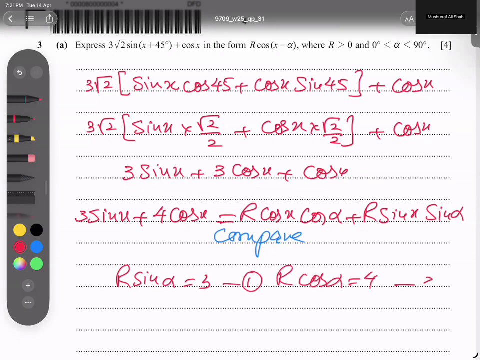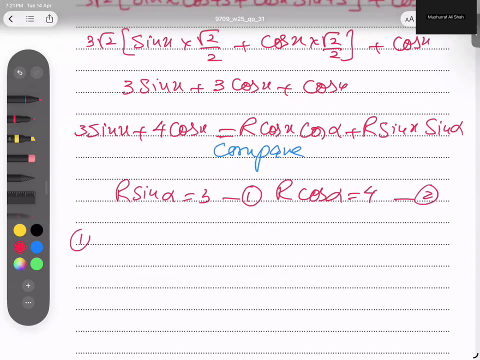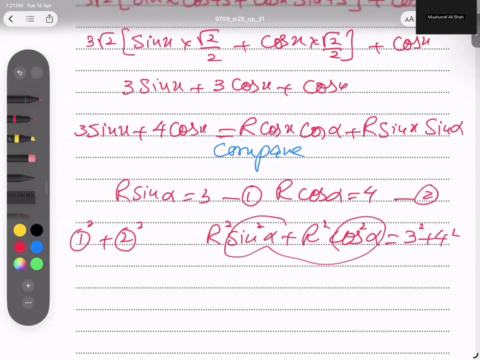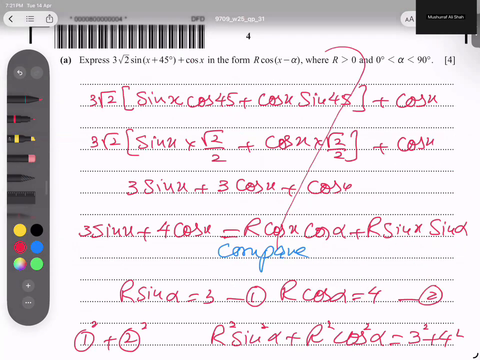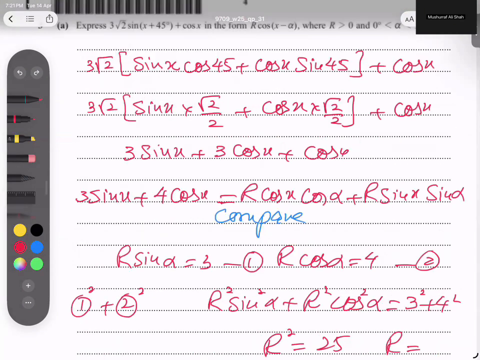Equation 1, equation 2. If I square them and add them, 1 squared and 2 squared, because I know sine squared plus cos squared is 1, I get r squared sine squared alpha plus r squared cos squared alpha is equal to 3 squared plus 4 squared. What is common from here? r squared is common. What is left inside? Sine squared plus cos squared gives you 1. So I'm writing only r squared, and here 25. So I'm getting plus and minus 5. But he said here r must be positive. So I'm getting 5 here.